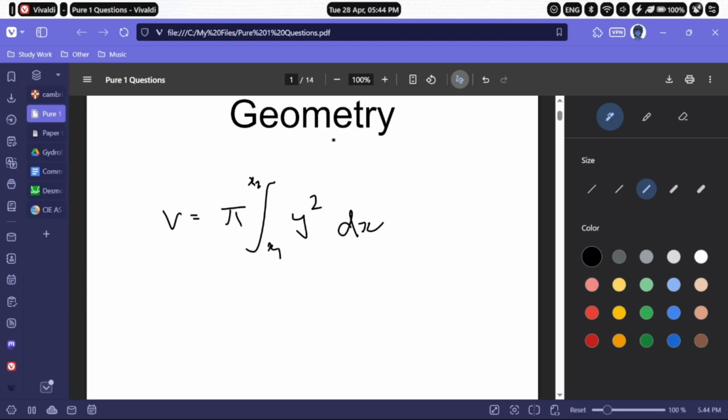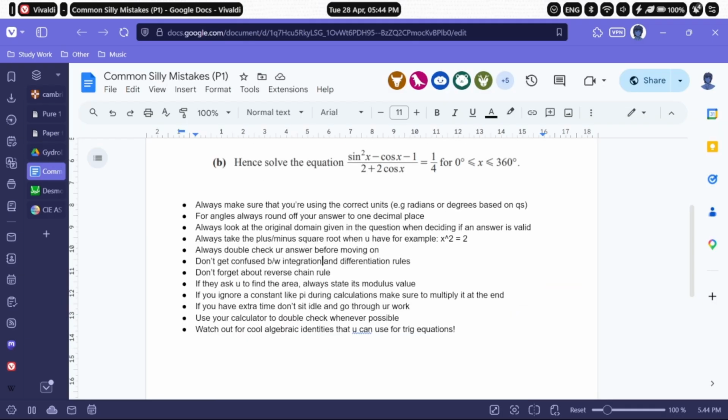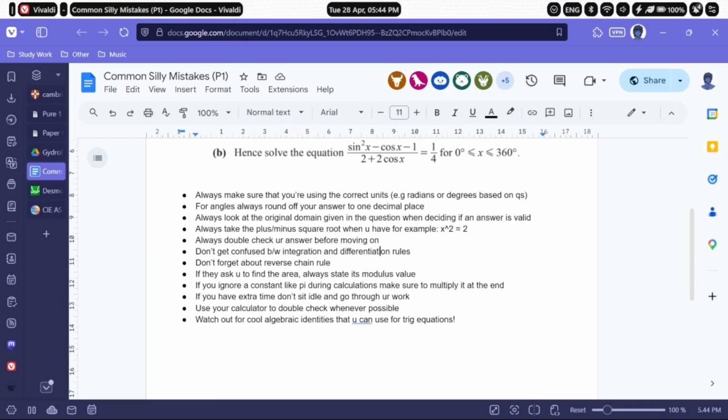So in this case, what I usually do is I ignore the pi constant, because they could ask you to give your final solution in terms of pi. So I just solve for this entire part first, but make sure that you multiply by pi at the end. That's really important. You could easily lose a mark by that, especially if you're aiming for full marks. It's really easy to lose marks.